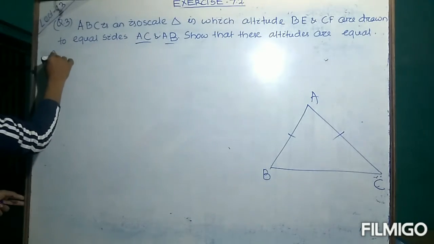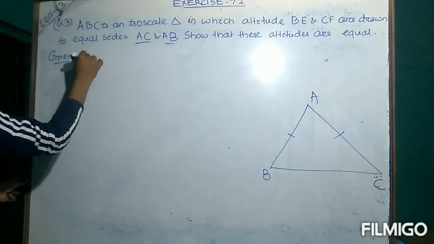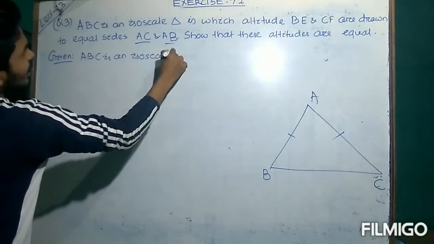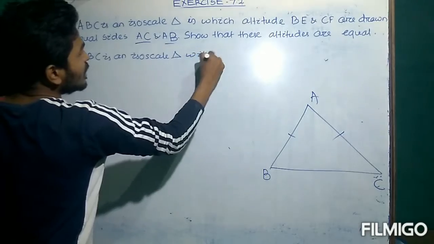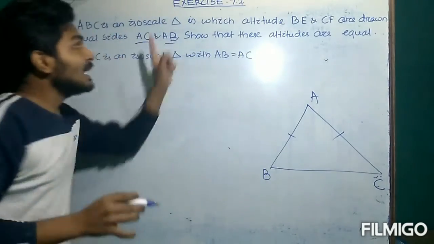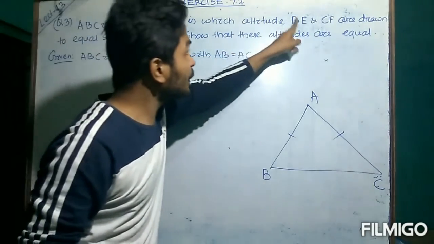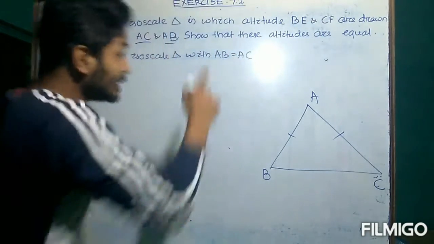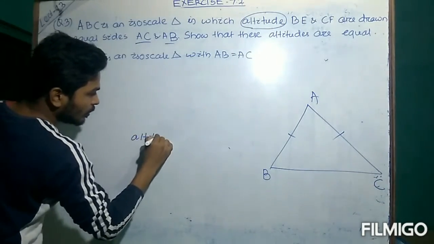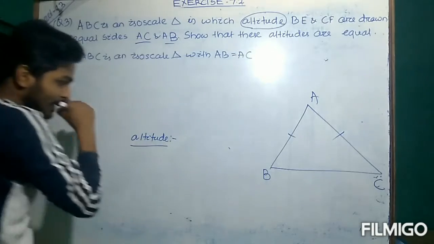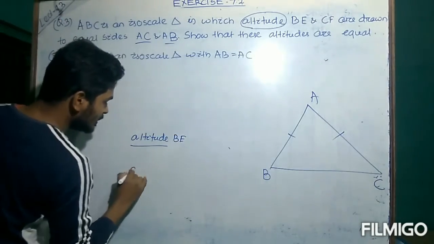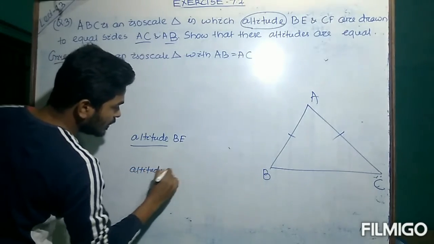Clear? So given, ABC is an isosceles triangle with which two sides equal? AB and AC are equal. Now ABC is an isosceles triangle in which altitude BE and altitude CF, there is a term, altitude. Let us understand what is the meaning of this term altitude. There are two altitudes: one is altitude BE and the other is altitude CF.